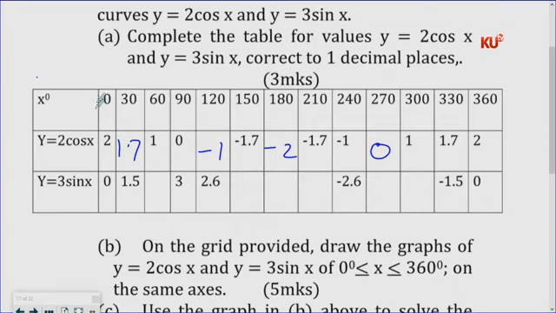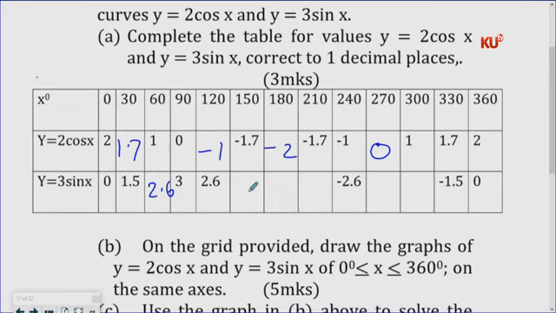Let's confirm this one first. Confirm sine 0, whether you'll get 0. Yes, it's 0, and that is what they are giving us. So to save time, we'll move to 60 to get the values here. So you'll have 3 sine 60. Yes, my learner is telling me that is 2.6. Very good. Let's move on to 150 very quickly.